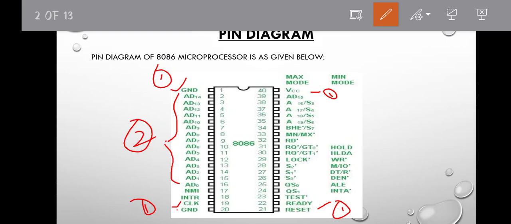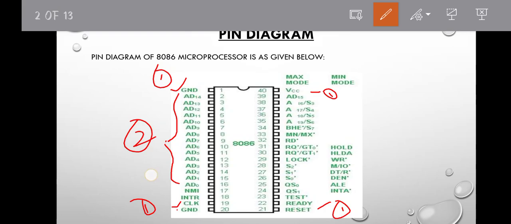Here pins 2 to 16 are address and data line pins. These multiplexed address and data pins start from AD14 onwards, and we have to keep up to 16 pins. We have AD14, AD13, AD12, AD11, AD10, AD9, AD8, AD7, AD6, AD5, AD4, AD3, AD2 up to AD0. So the second step is pins 2 to 16, from AD14 to AD0.